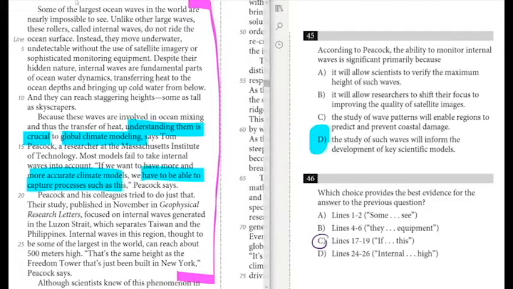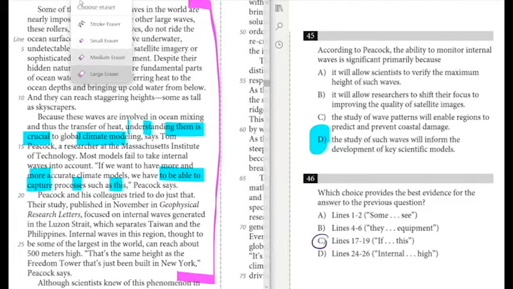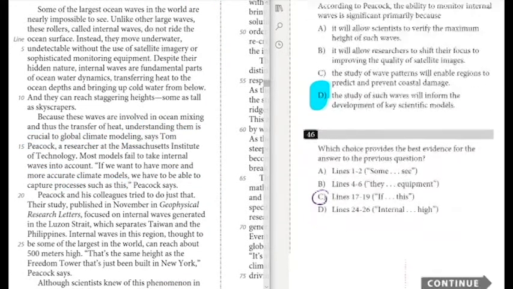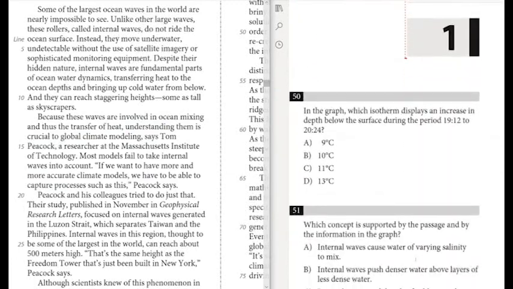And that's the quote that says, if we want to have more and more accurate climate models, we have to be able to capture processes such as this. So the answer to 46 is going to be C.